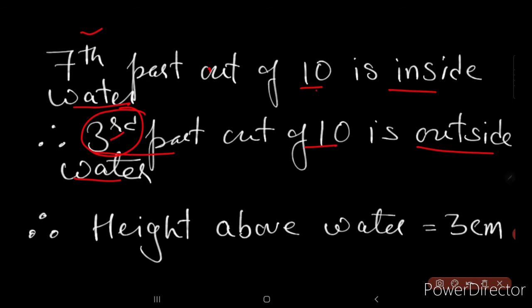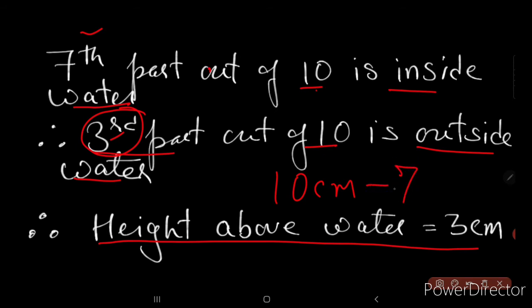So then we can write, therefore the height above the water is 3 centimeter because the total height was 10 centimeter, if you remember. So 10 minus 7 centimeter will be equal to 3 centimeter. So this much portion is outside the surface of water. I hope you have understood the solution, right? Let us go to the next question, which is question number 4.